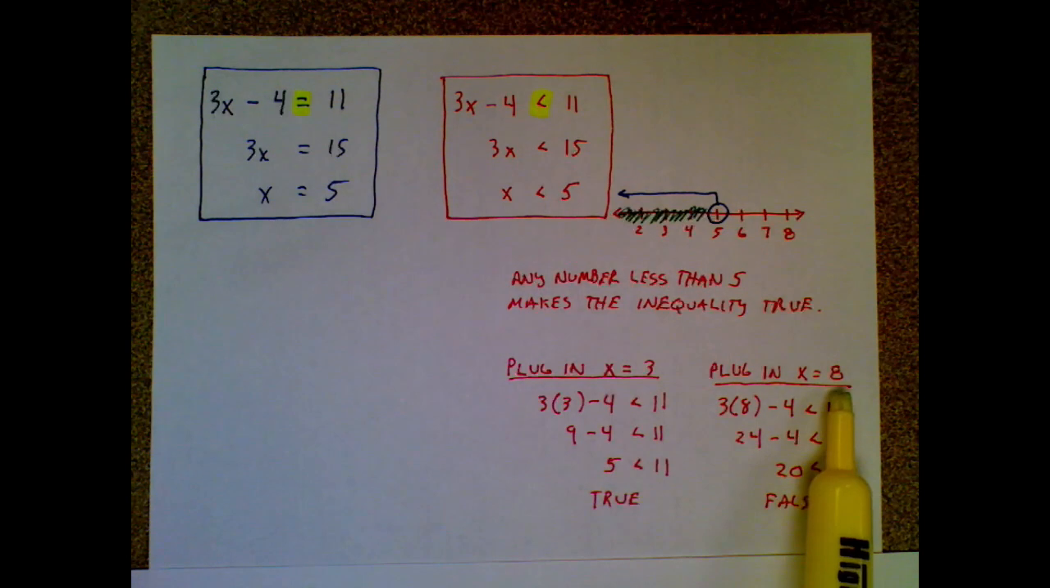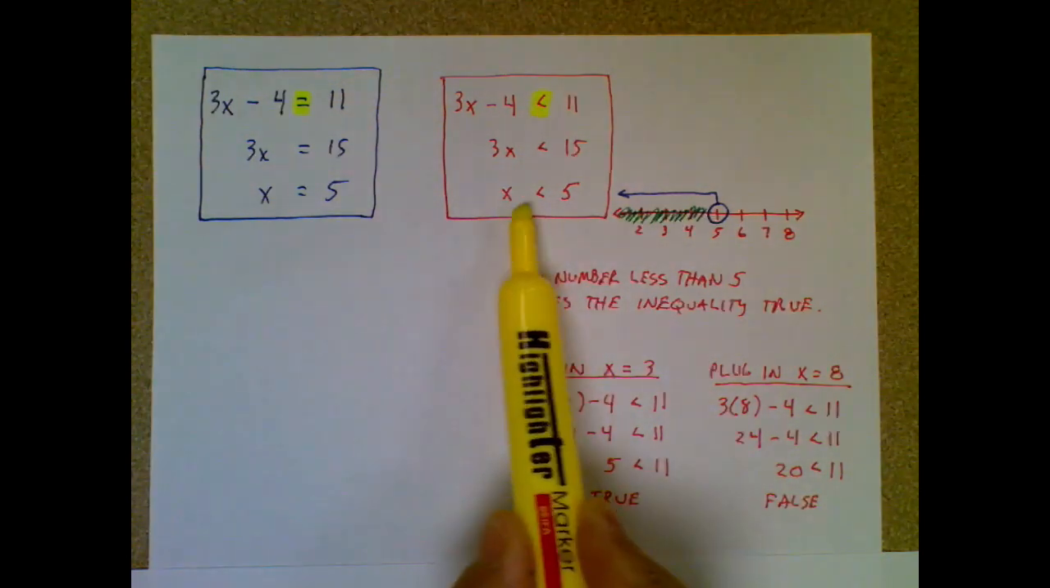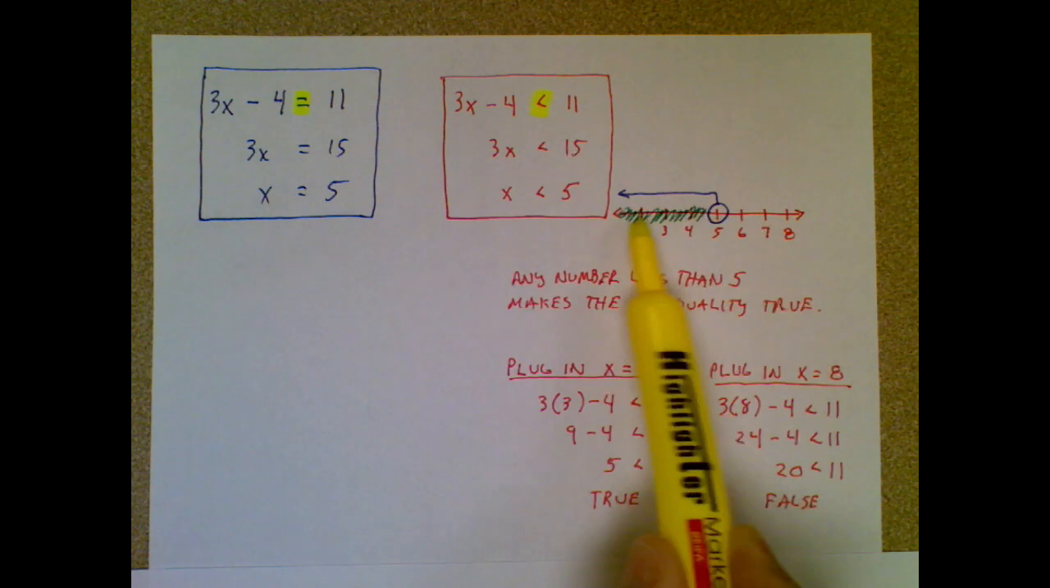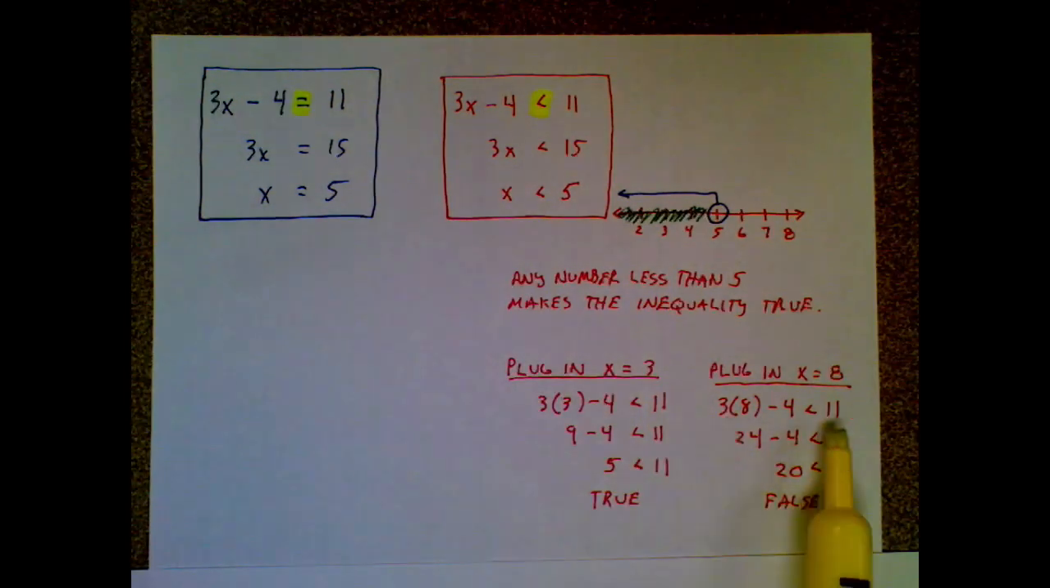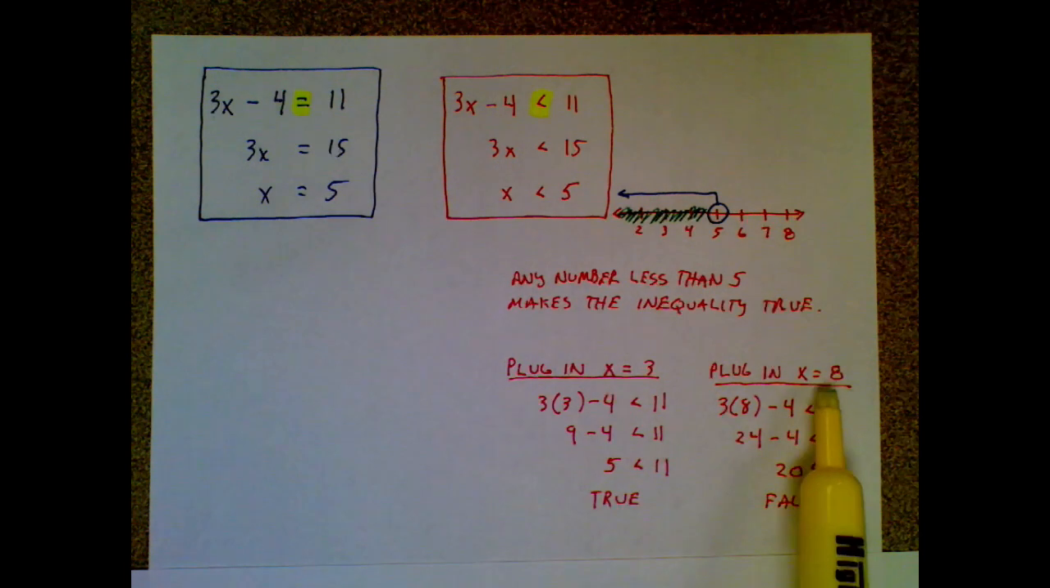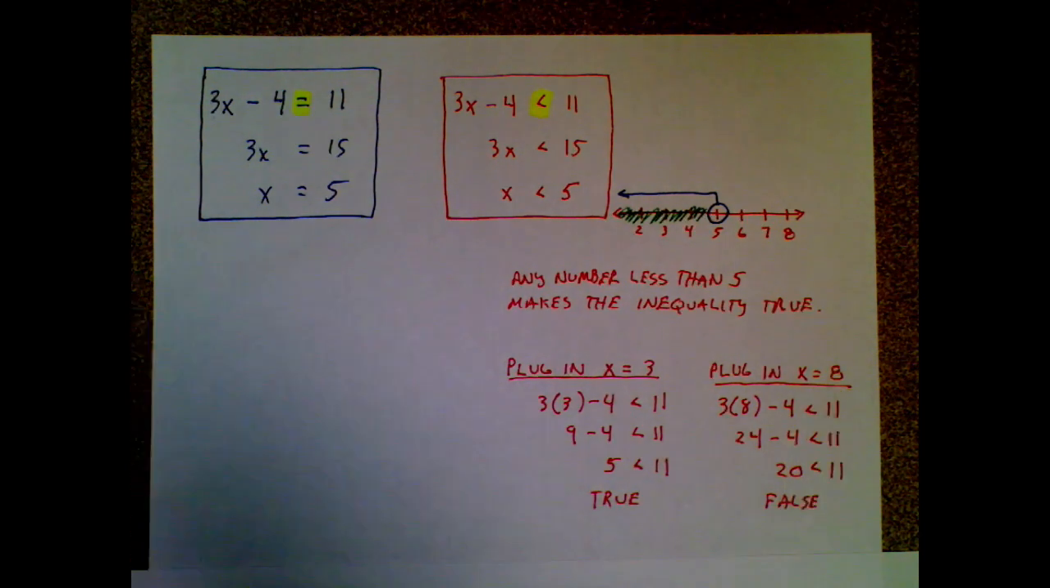If I plug in an 8, we know 8 is not less than 5. 8 is not in the shaded solution region, and when I plug it into the inequality, I end up with 20 is less than 11, and we know that's not true, it's false. So that tells us that x equals 8 is not a solution to the inequality.